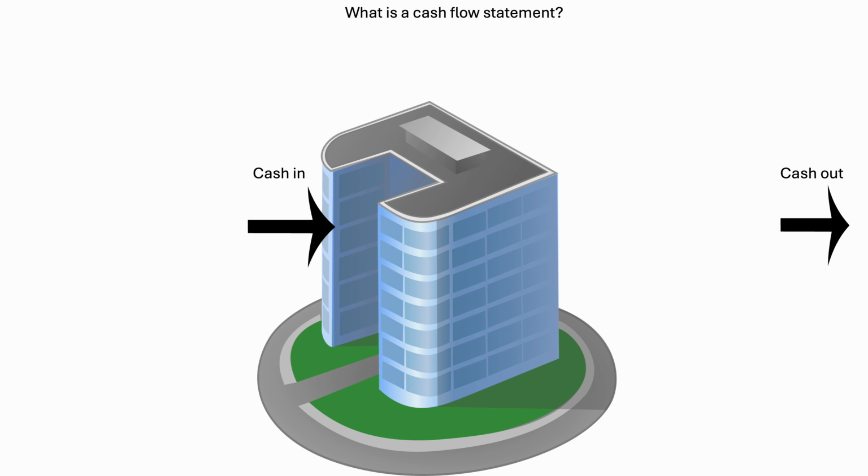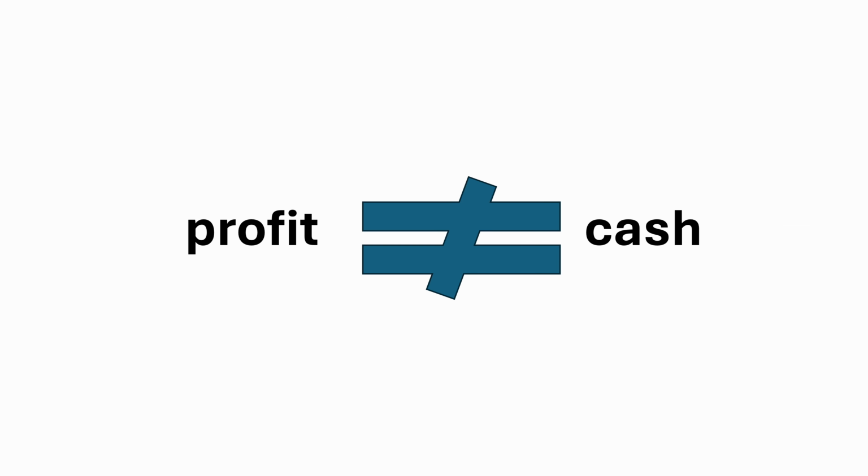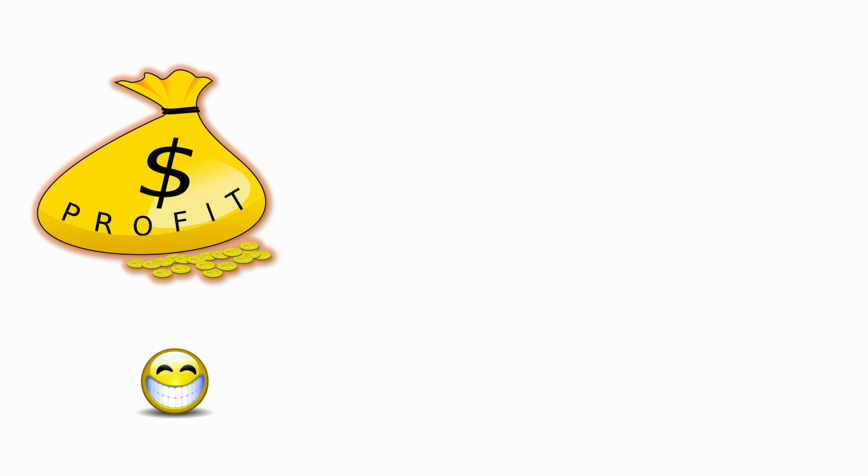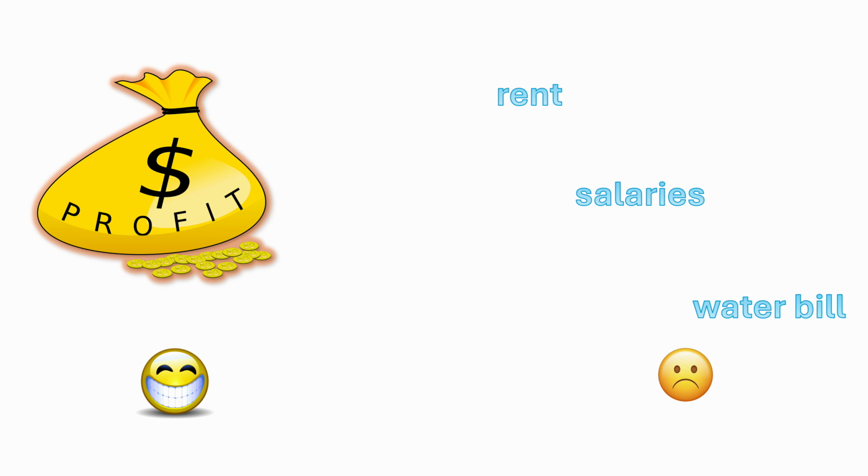So why is the cash flow statement such a big deal? Why do accountants, investors, and business owners care about it so much? Here's why. Profit doesn't always mean cash. A business might show a big profit on paper, but still be struggling to pay rent, salaries, and the water bill. That's because profit includes things like credit sales, money you haven't received yet. Many businesses fail because of poor cash flow, not because they are unprofitable. Therefore, the cash flow statement shows the real movement of money.